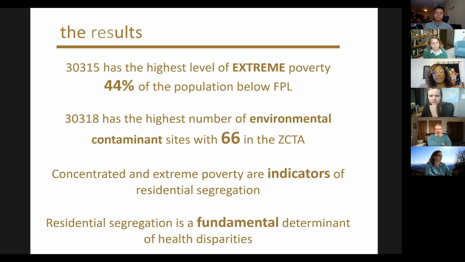Zip code 30315 had the highest level of extreme poverty, and 44% of its population lived below FPL. Zip code 30318 had the highest number of environmental contaminating sites. And as previously discussed, concentrated and extreme poverty are indicators of residential segregation, and residential segregation is a fundamental determinant of health disparities. I hope the picture is starting to become clearer.